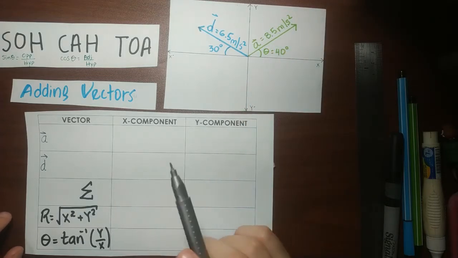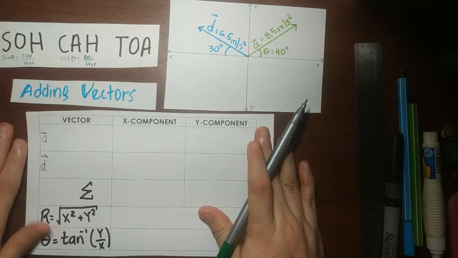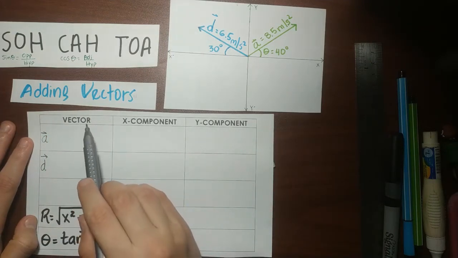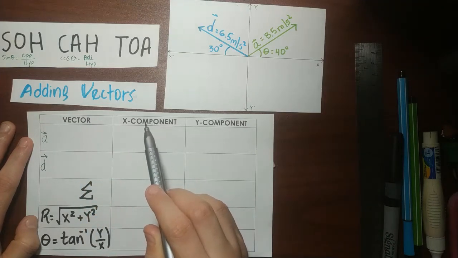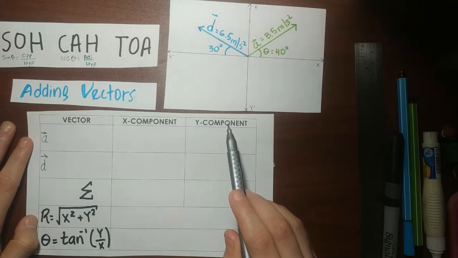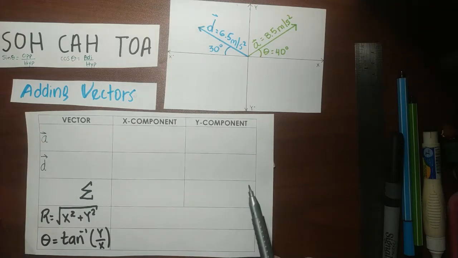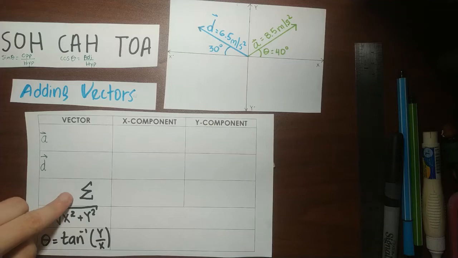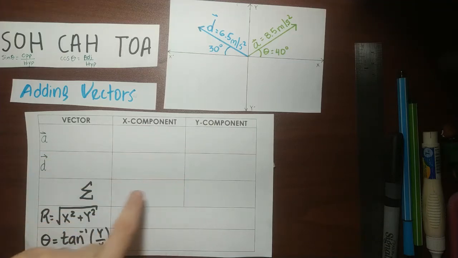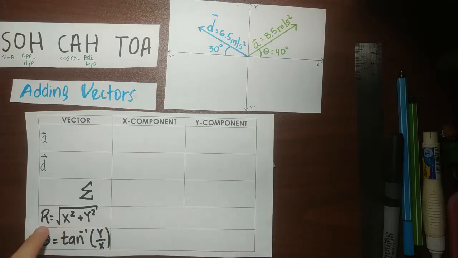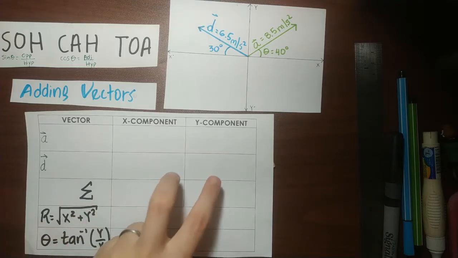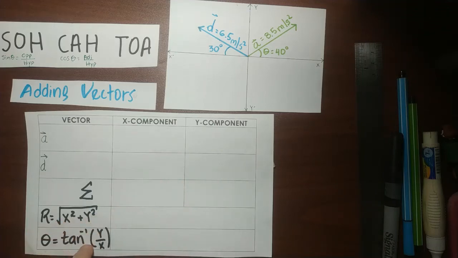So the first step to add vectors is to build a table like the one I have here, where in the first column you will have the vector, in the second column your x component, and in the third column the y component. Now in the last row you're going to do the sum of your x components and the sum of your y components. Afterward you will get your resultant by plugging in what you got in these two cells, and the angle.